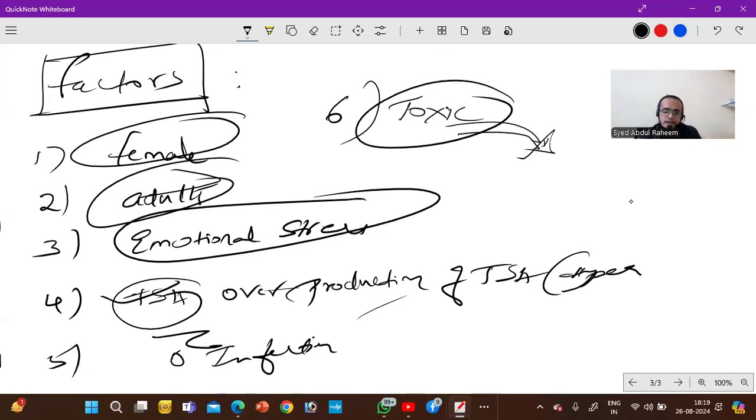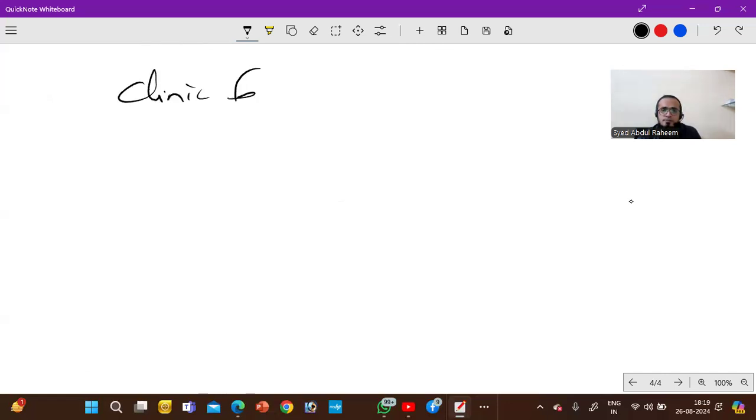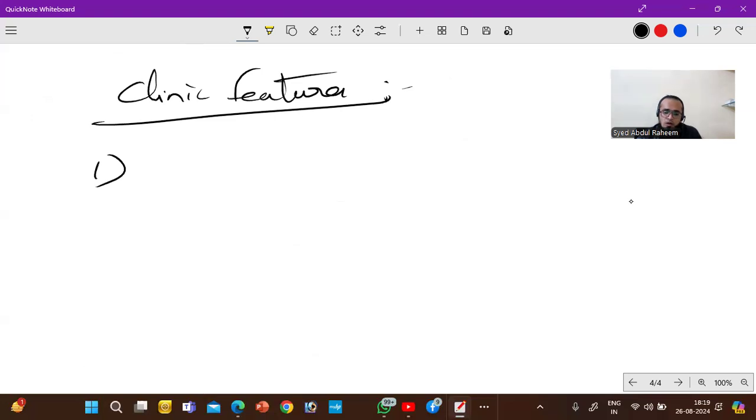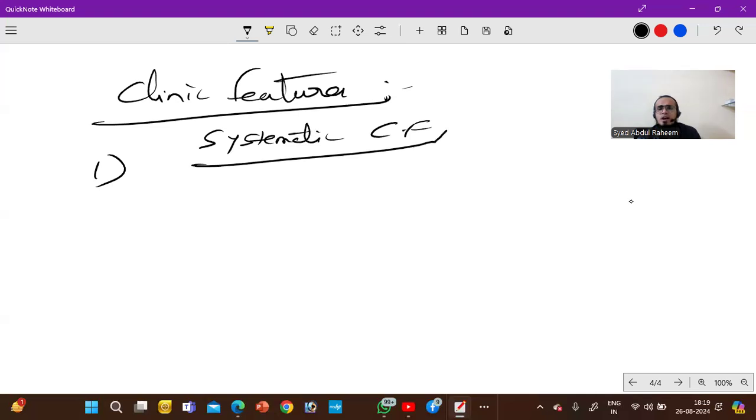So what are the clinical features now? Very important. We have a large number of clinical features, according to the systems, because hormones have an effect on the whole body. If hormonal disturbance occurs, if glands are disturbed, the whole body will be affected. So we have to see whether all the body systems are affected or not.